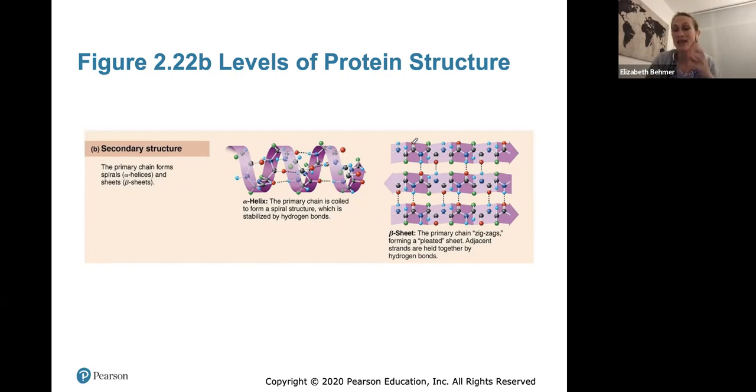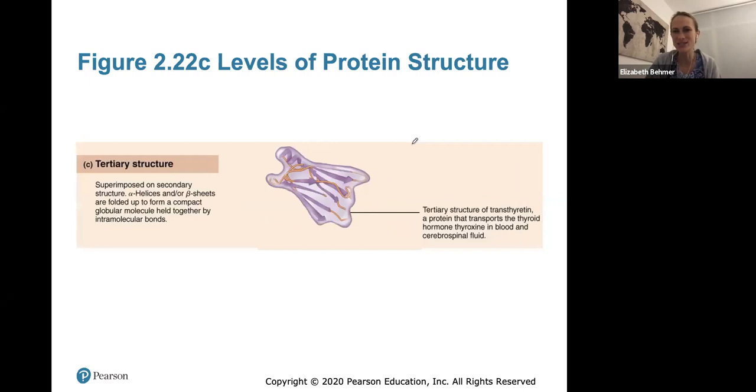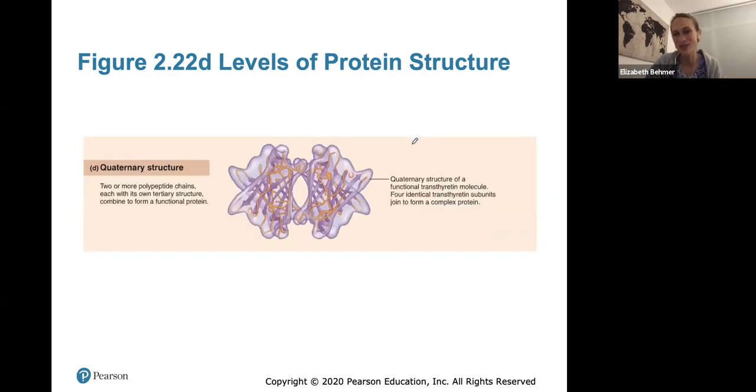Proteins will then take an alpha helix or a beta sheet and form a tertiary structure where they're folded up to form a more compact globular molecule that's held together by intramolecular bonds. Tertiary structures will go on to form a quaternary structure where 2 or more of these polypeptide chains come together. And this is where we get a protein.